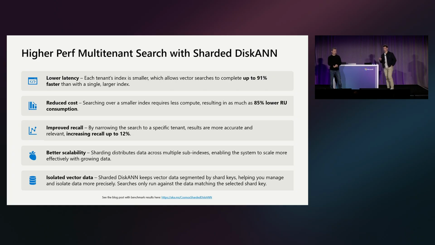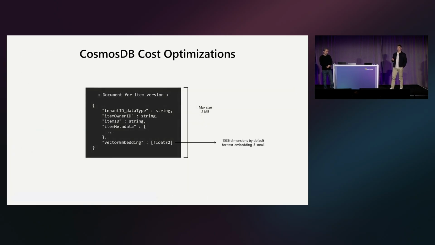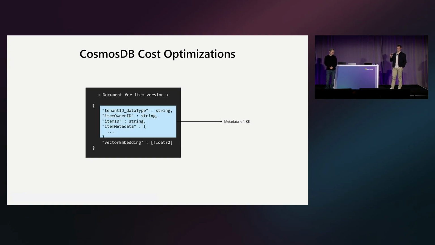Thanks, James. We're going to deep dive on cost optimizations also because we need to make this financially viable, not just for Veeam, but for our customers. So we're going to go back to the original document schema that we talked about at the start of the presentation. Again, we have the metadata and we have the vector embedding. When we broke this down, the document consists of basically 1 kilobyte of metadata and 6 kilobytes for the vector embedding.